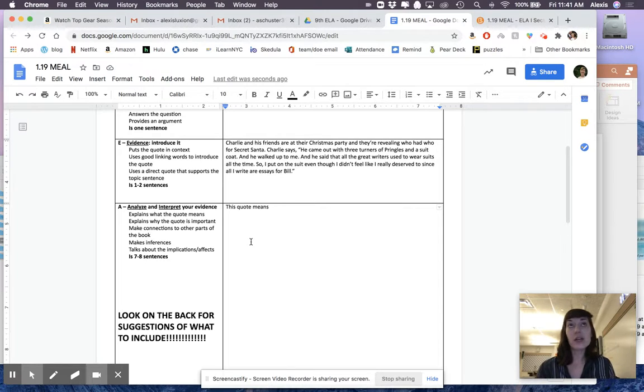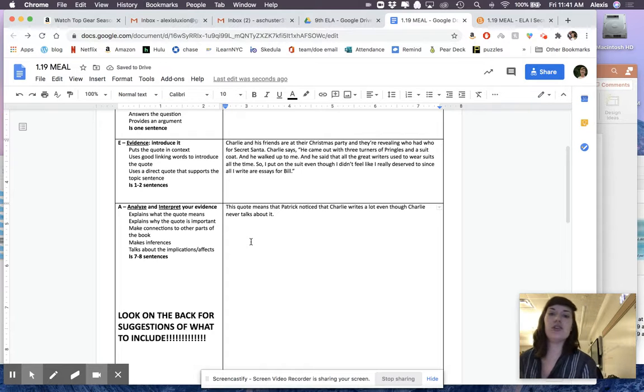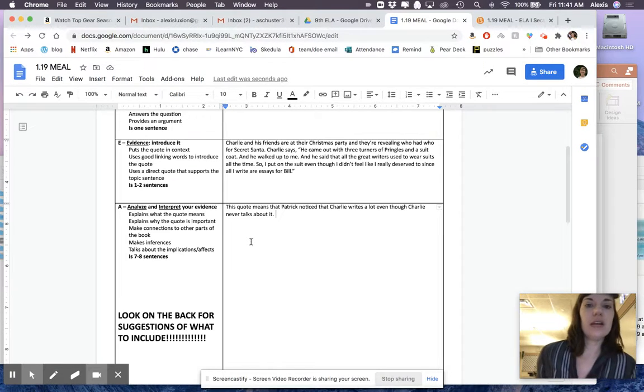Okay, well, Patrick noticed that Charlie writes a lot, even though Charlie doesn't really talk about it with them. So I'm going to put that. So this quote means that Patrick noticed Charlie writes a lot, even though Charlie never talked about it. Okay, I think that's good. I can always go back and add more later. So explains why this quote is important.